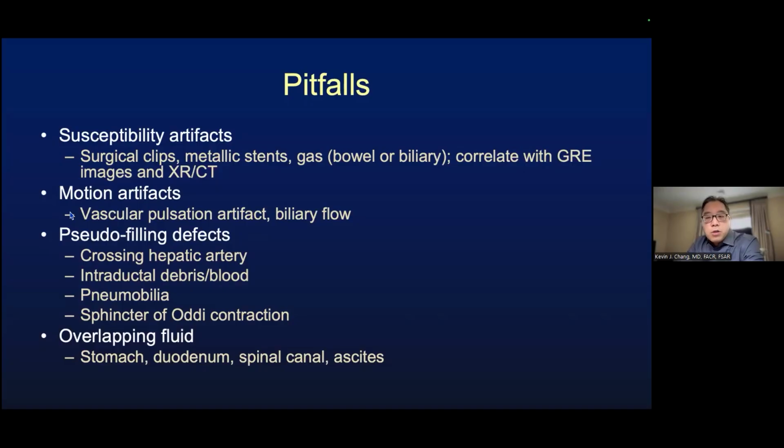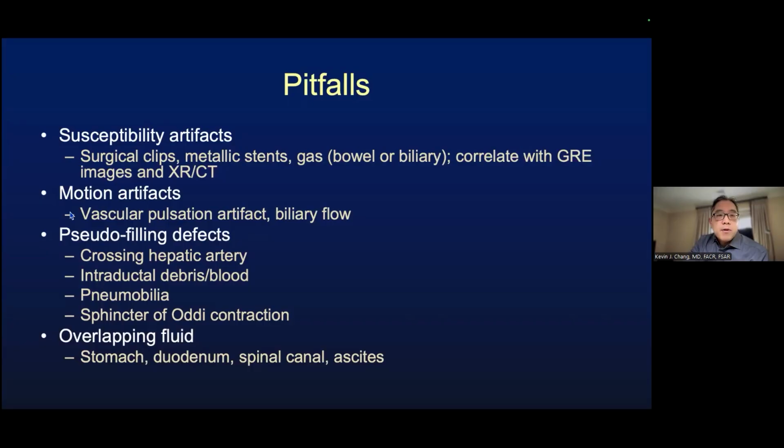Sphincter of Oddi contraction can also look like a stricture, so it's important that some of those thick slab images get repeated multiple times over time to try to visualize the entire tree at multiple time points to try to image between peristalsis.